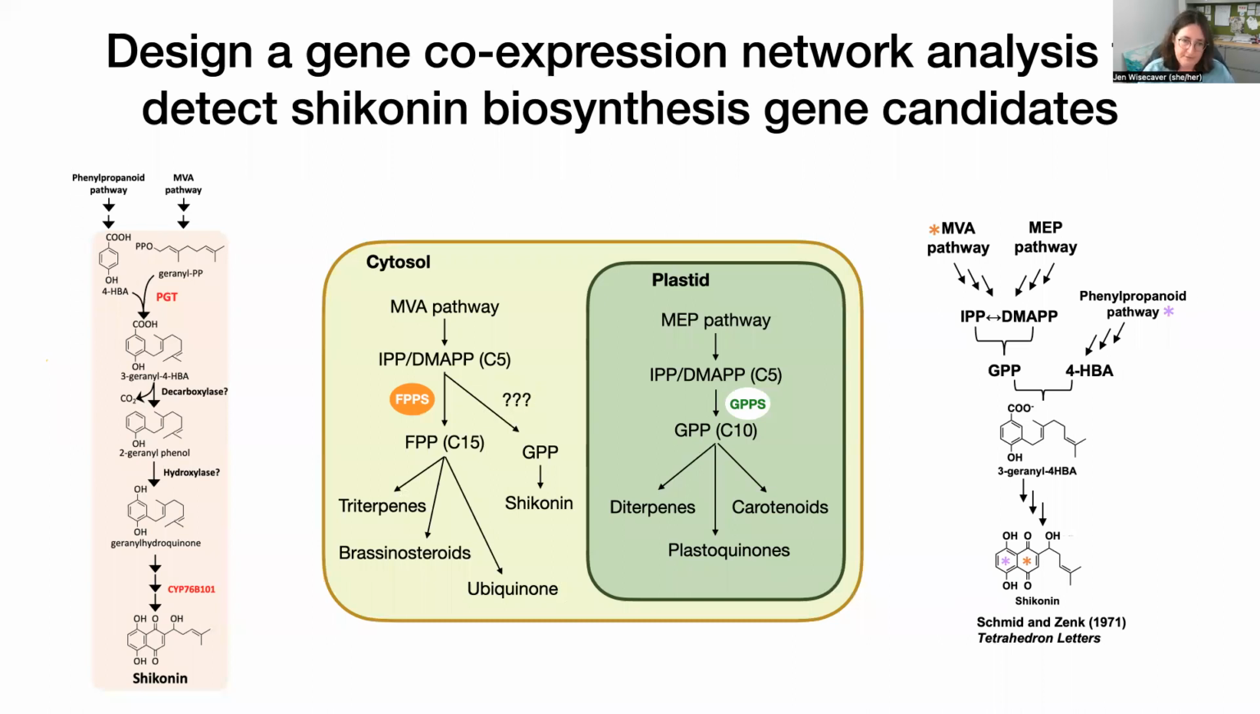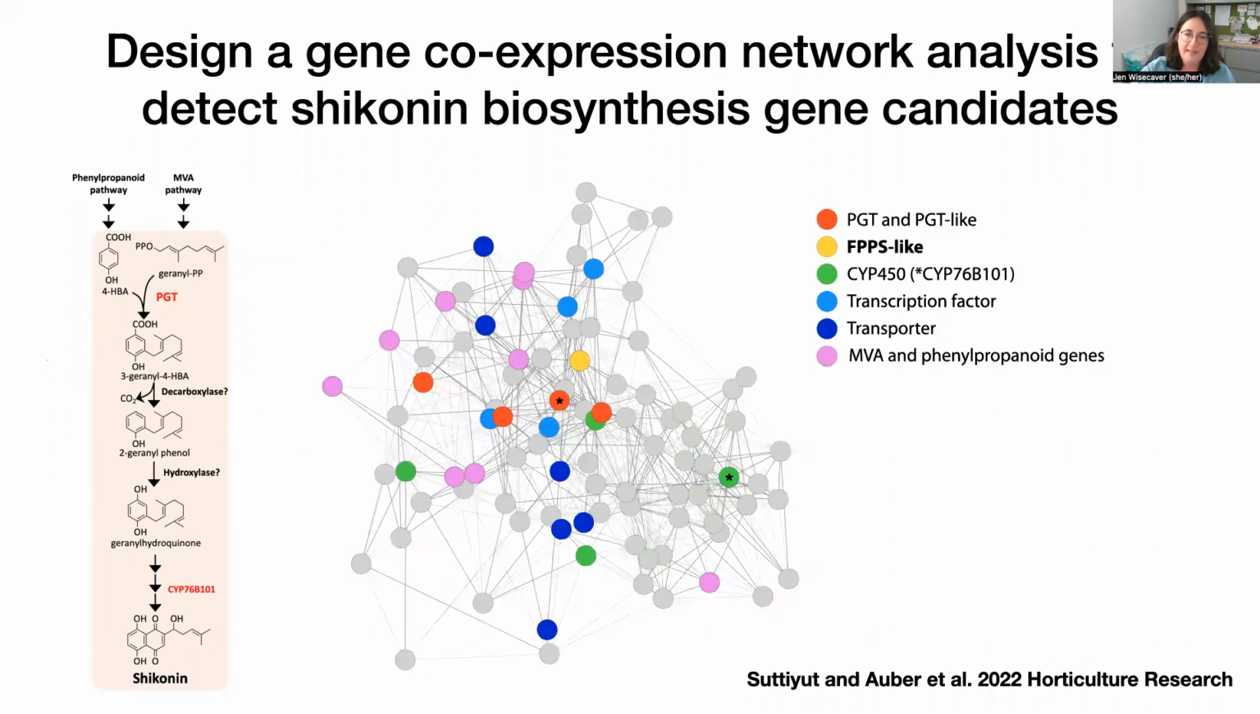There are two alternatives. It could be that a gene from the GPPS family has evolved novel targeting and is now functioning in the cytosol. Alternatively, you could think that the FPPS gene has evolved novel GPP activity. And that is what seems to be happening here, when we see this FPPS-like gene showing up strongly co-expressed with our PGT gene that we know is involved in Shikonin biosynthesis.